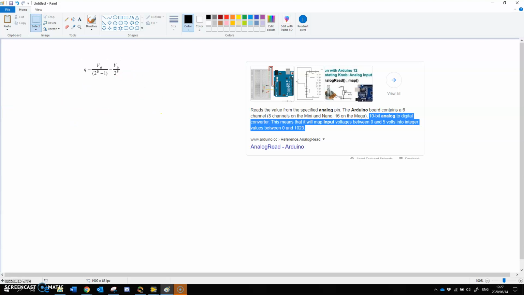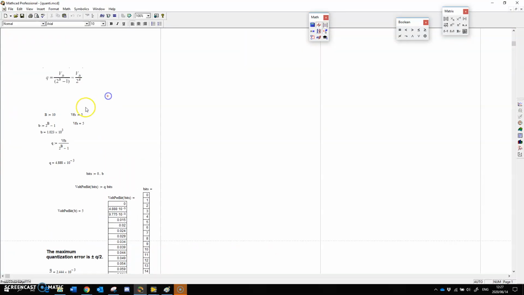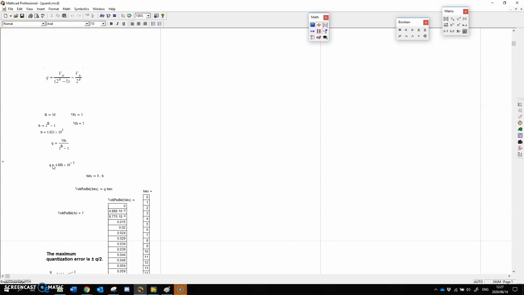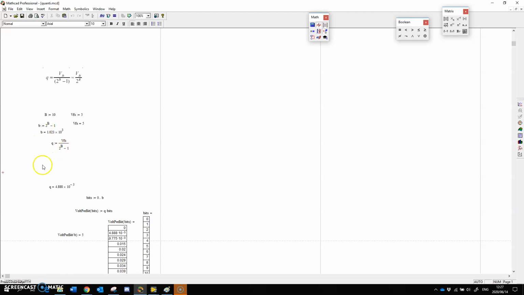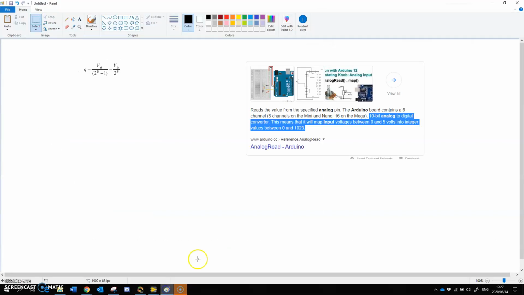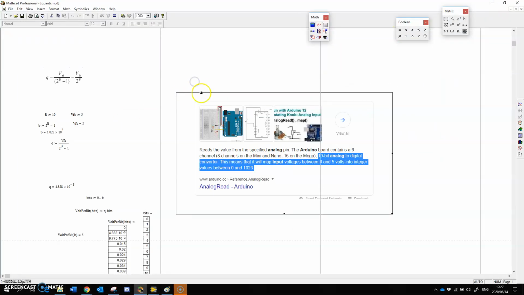So let's go to MathCAD quick. Again, you can use this on a piece of paper. MathCAD is just a nice way to calculate this. You can do this on a piece of paper, as I say, or in Excel, or whatever you use for your mathematical calculation.